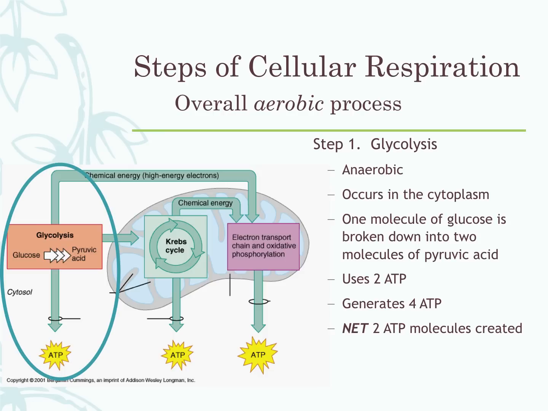Glycolysis is anaerobic. Now, in the overall process of cellular respiration, glycolysis is the first step. But glycolysis does not require oxygen. So glycolysis is anaerobic. It occurs in the cytoplasm. One molecule of glucose, which is that C6H12O6, is broken down into two molecules of pyruvic acid.